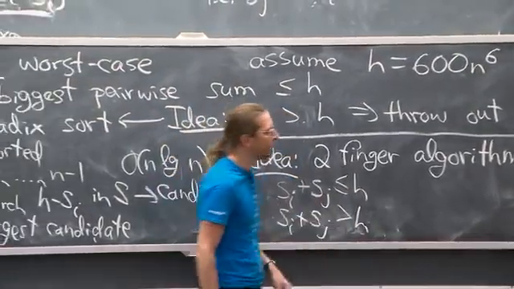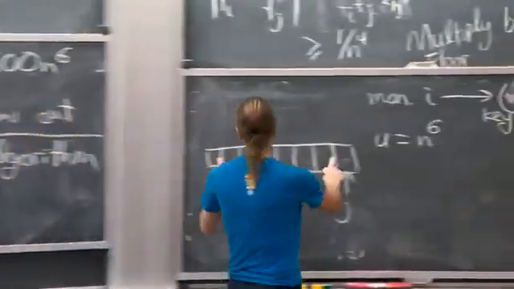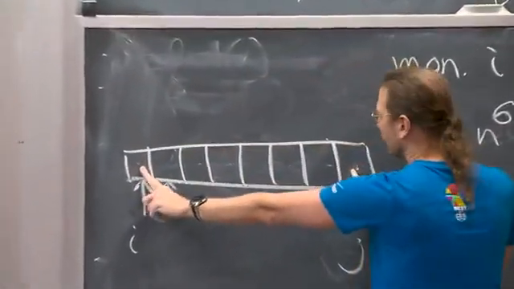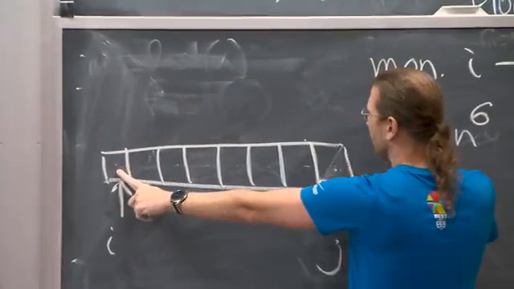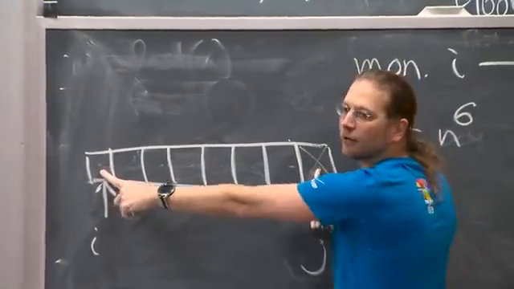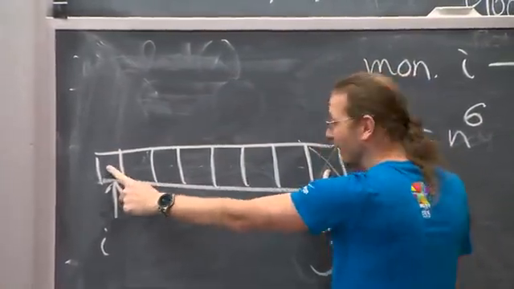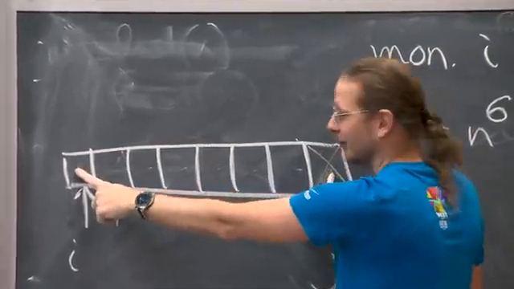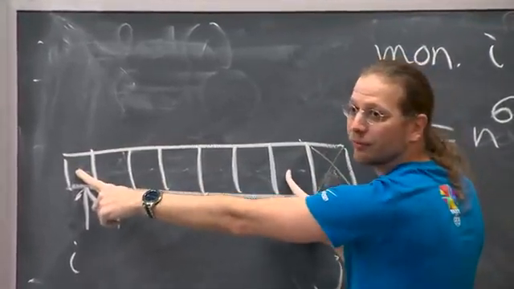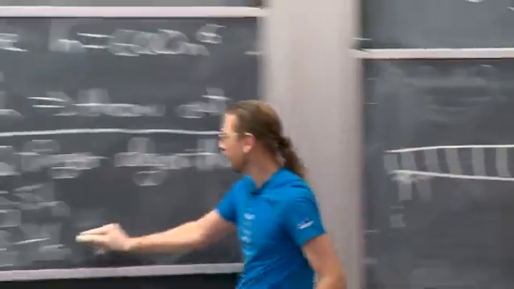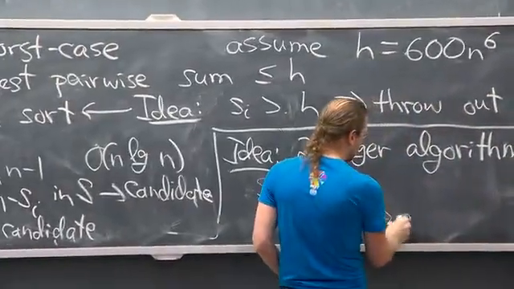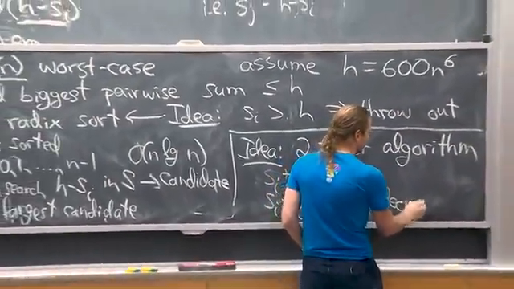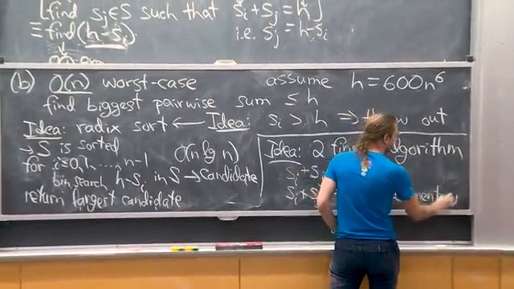If it's bigger than h, so this sum is too big, I can't even use it as a candidate. Well, that means I really don't need this guy, right? It's too big overall. I'm adding the smallest item to this item, and it's too big. Well, then I should go to the left. I should move my right finger to the left. So in this case, we decrement j, move the right finger to the left.